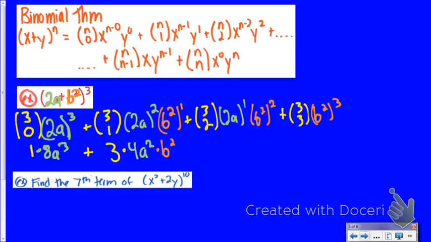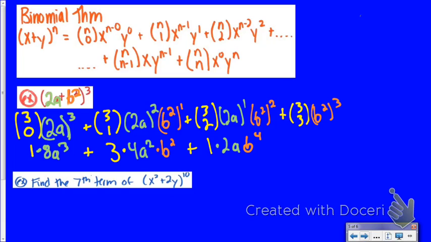Then I go to my next term. 3 over 2, that coefficient, if the bottom number is 1 less, it's just 3. Or if you couldn't remember that, I could use the factorial formula and do 3 factorial over 2 factorial, 1 factorial, and I would still get 3. Continuing here, I have 3 times 2a times b squared, which is b to the 4th.